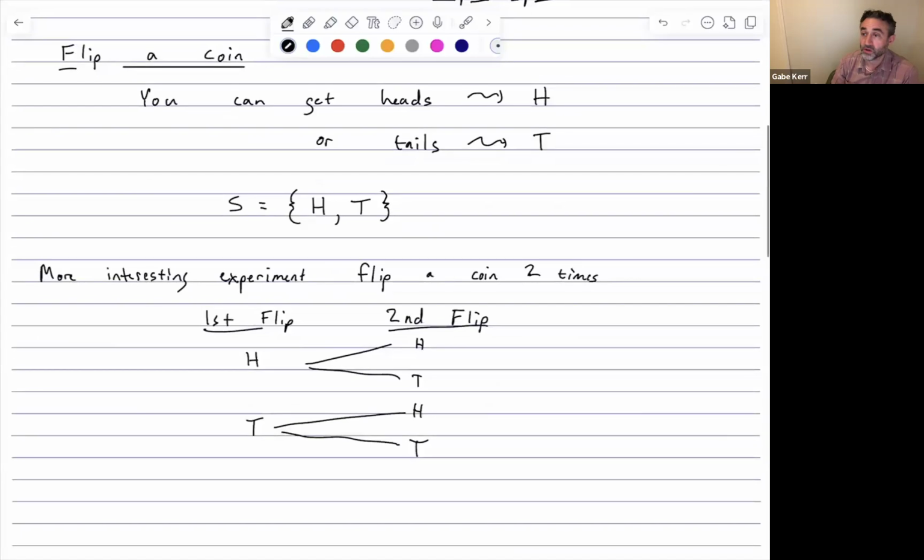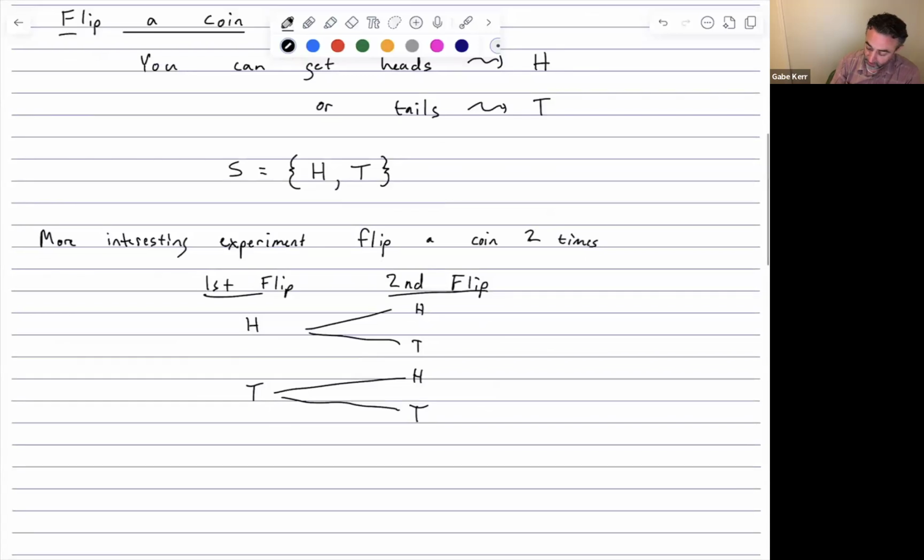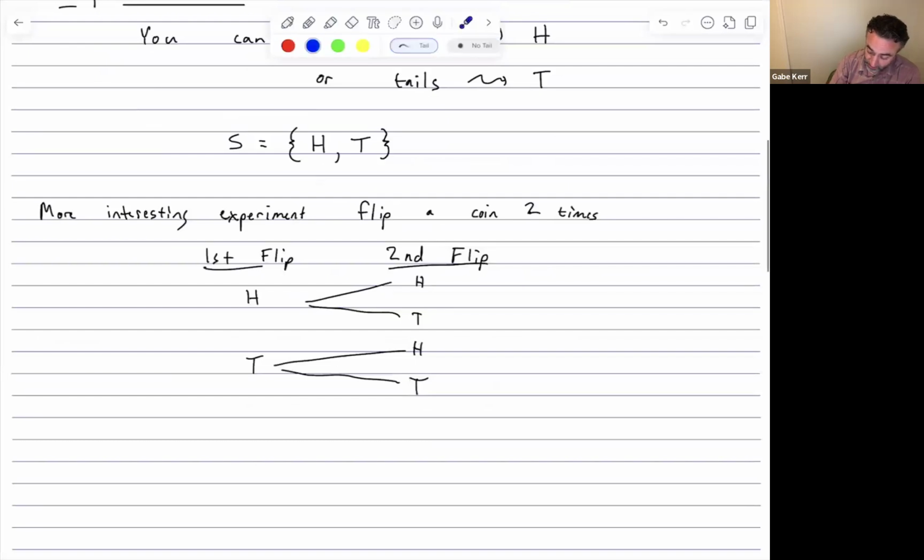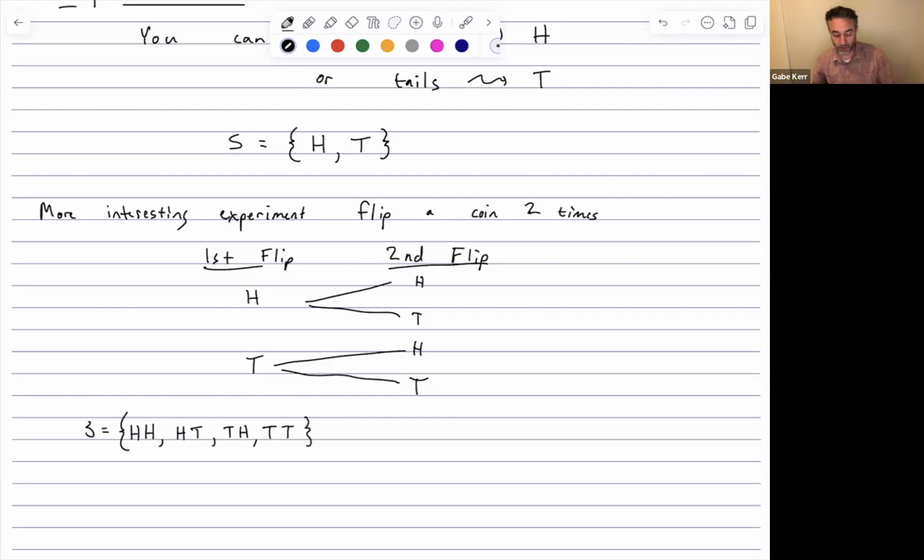And so how can we denote these possible outcomes? Well, there are four possible outcomes in this case. You can think of them as all of the possible ways that we landed here. We could get a heads and then a heads, which we'll write just as HH. We can get a heads and then a tails. We can get a tails and then a heads, or we can get two tails. And those are the possible outcomes in our sample space.